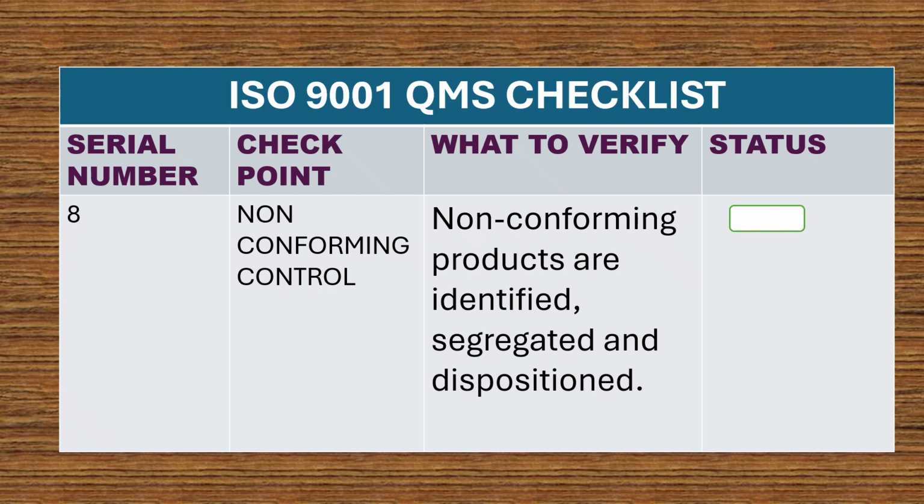Then 8th checkpoint is non-conforming control. What to verify? Non-conforming products are identified, segregated and dispositioned.